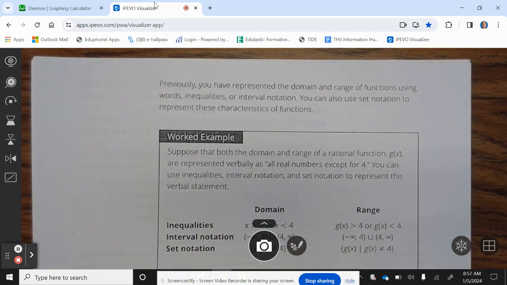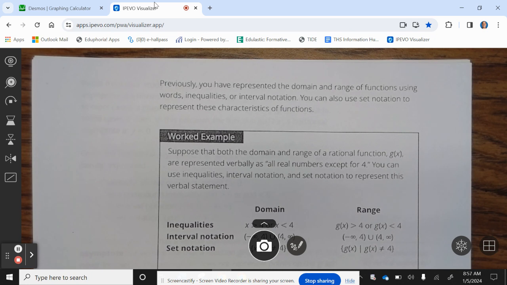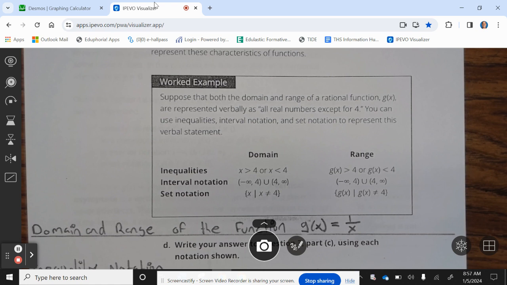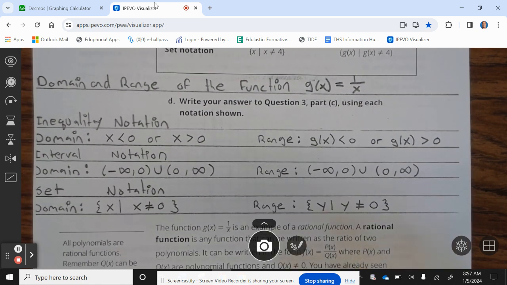Previously, you have represented the domain and range of functions using words, inequalities, and interval notation. You can also use set notation to represent these characteristics of functions. All right, go ahead and look over the worked example. All right, domain and range of the function g of x equals 1 divided by x. D. Write your answer in question 3, part C, using each notation.